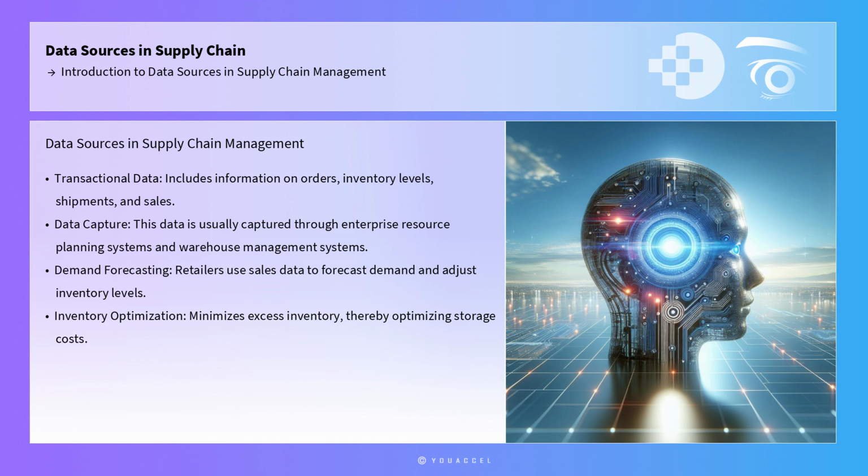One of the primary data sources in supply chain management is transactional data, which includes information on orders, inventory levels, shipments, and sales. This data is usually captured through enterprise resource planning systems and warehouse management systems. For instance, a retailer can use sales data to forecast demand and adjust inventory levels accordingly. This approach not only reduces the risk of stockouts, but also minimizes excess inventory, thereby optimizing storage costs.